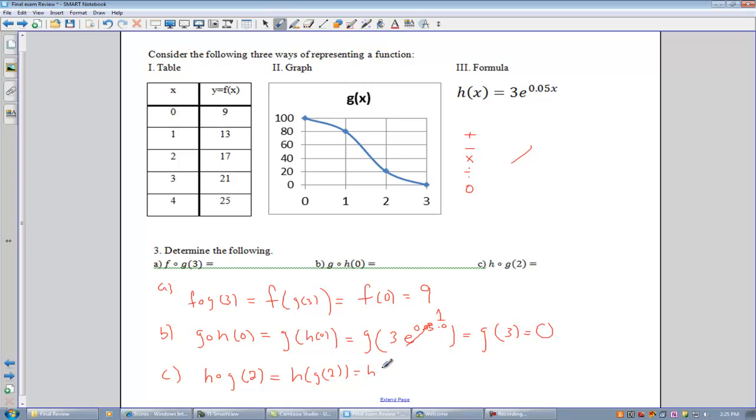And so this is actually h of 20, which is equal to... so I want to do h, so I come over here to h, and I plug in 20 for x. And so I get 3e to the 0.05 times 20. And you'll see on your calculator, if you think about it, 0.05 times 20 is just 1, so it's just 3 times e to the 1. Right, or you can just write 3e.